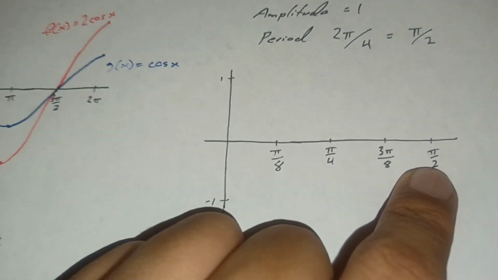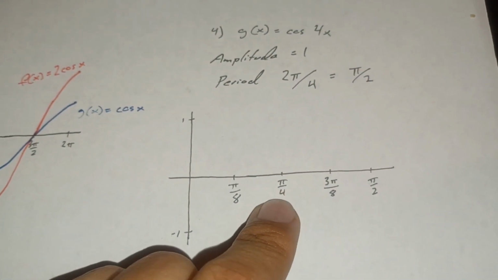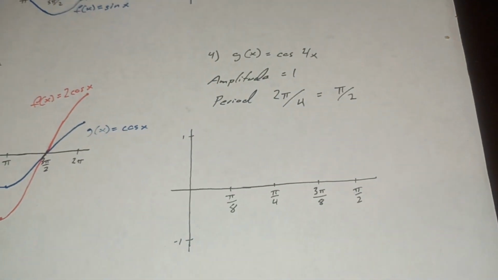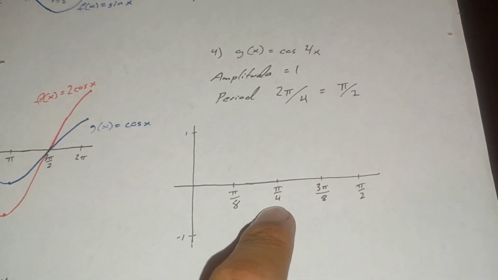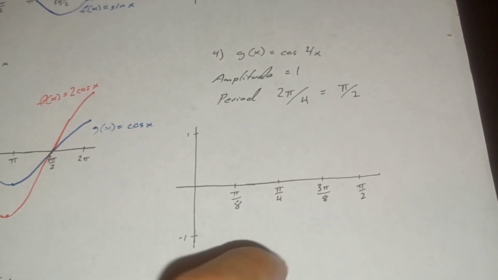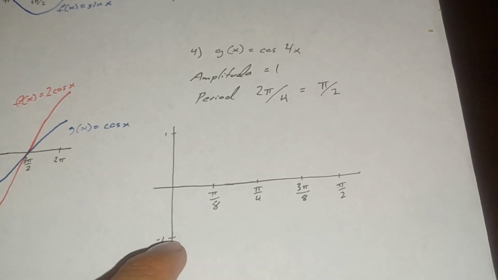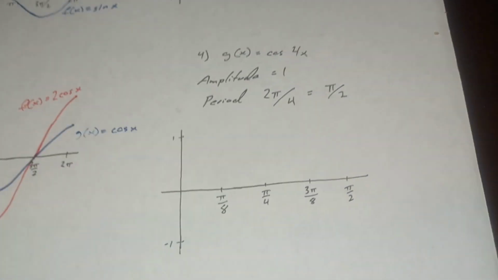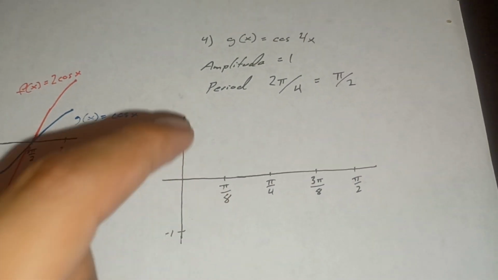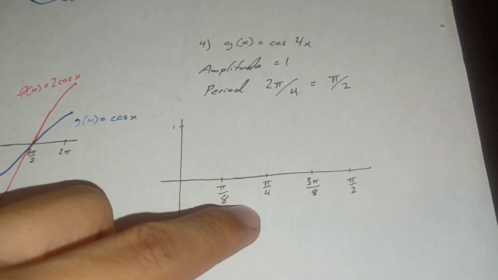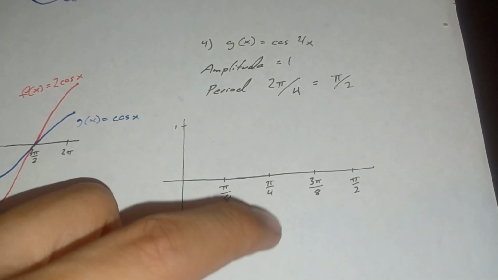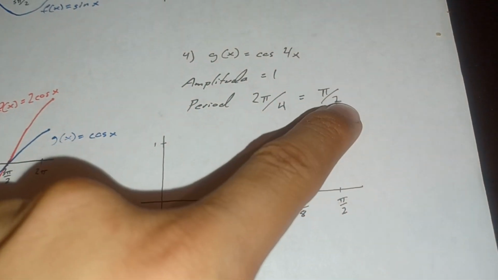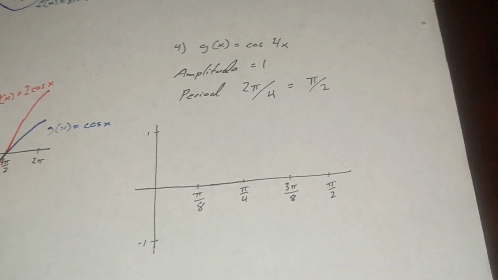So pi over 2 divided by 2 is basically pi over 4. That is where your cosine function is going to be all the way at the bottom part of the amplitude, negative 1. So it's going to be right here. And then we have pi over 4 divided by 2, which is pi over 8. This is where your cosine function is going to cross the x-axis, just so you can get down to this point and go back up to 3 pi over 8, cross that, and end at pi over 2.